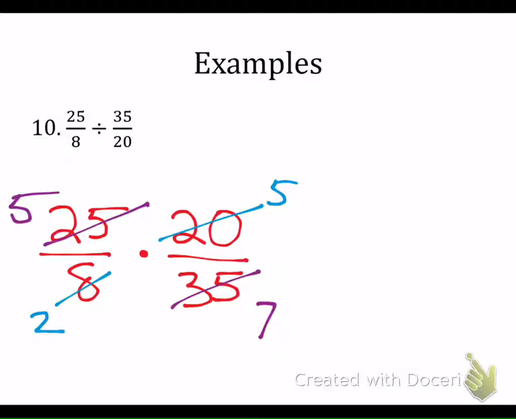All right, now multiply across the top. What's 5 times 5? 25. What is 2 times 7? 14.